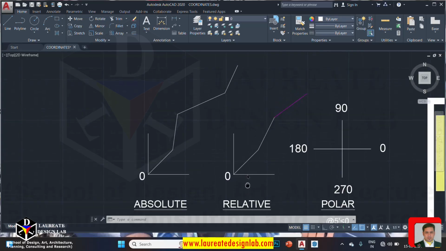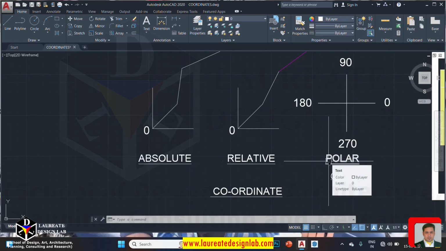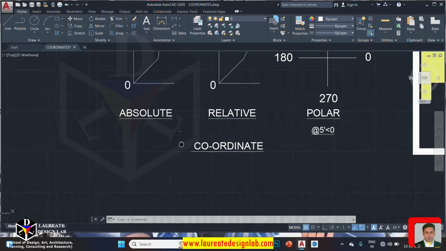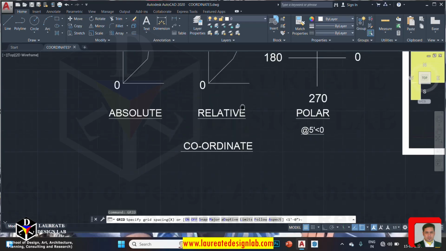What we are learning here is the 2D coordinates. We have three types: absolute, relative, and polar. And to understand these coordinates, you'll have to do one more thing in AutoCAD. Go to this spot, command line, grid. In grid, you will have to take anything which is going to gel with your working.